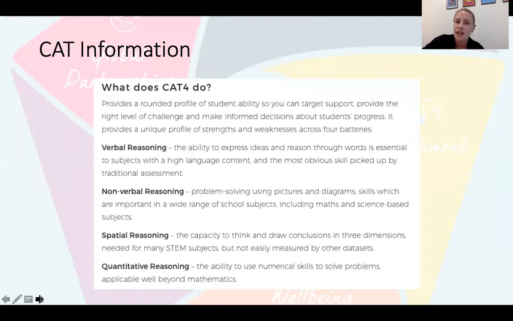So the CAT4 test is a profile which is going to find out their strengths and weaknesses across 4 different types of questioning skills. There's verbal reasoning questions, where they have to link words and look for language skills. There's non-verbal reasoning, where we're looking at pictures and diagrams, and there's some images on the next slide to show you. There's some spatial reasoning to find out if children have that kind of strength in thinking about three dimensions and looking at patterns and shapes within shapes, or quantitative reasoning, where they're using more of a numerical skill. So the CAT4 test gives a kind of image of what their preference is for how they learn.